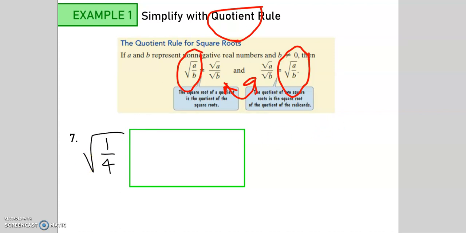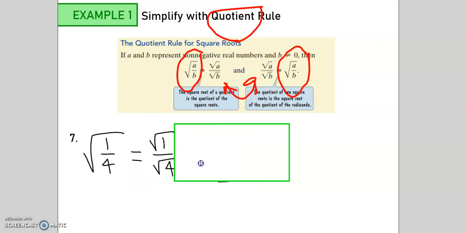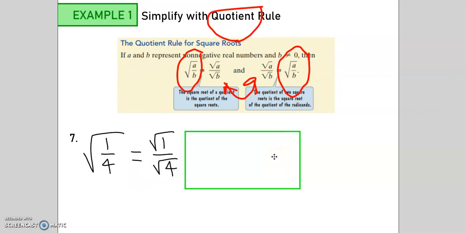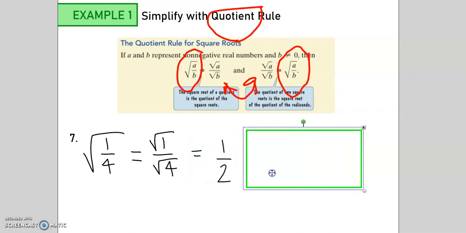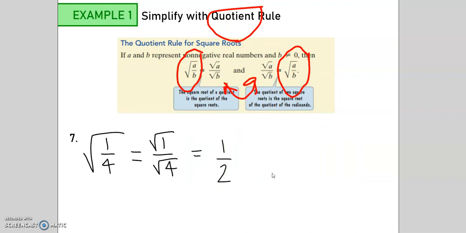But as soon as I see the square root of 1 over 4, I want to rewrite that as the square root of 1 over the square root of 4. And that's super easy now because I know the square root of 1, right? Square root of 1 is 1, and I know the square root of 4 is 2, okay? And that's why we love the quotient rule. It breaks things down, makes it easier for us to simplify.